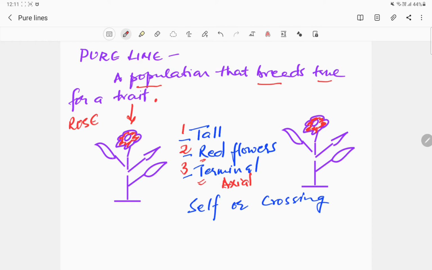But if a flower arises from between the stem and a branch, let us say this is the stem, and you can see that this is the branch, and a flower arises from this part, which is known as the axis, then we call this an axial flower. So the plant that we are considering for our understanding has terminal flowers. So let us assume that there's a population of rose plants with these three characteristics.